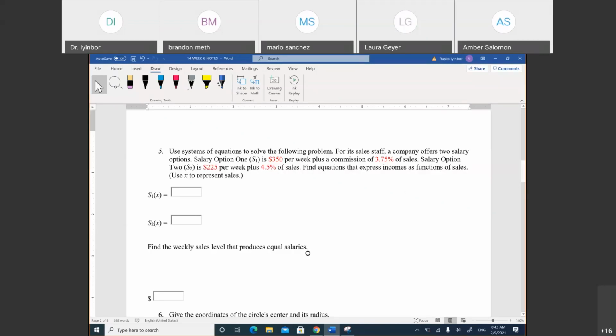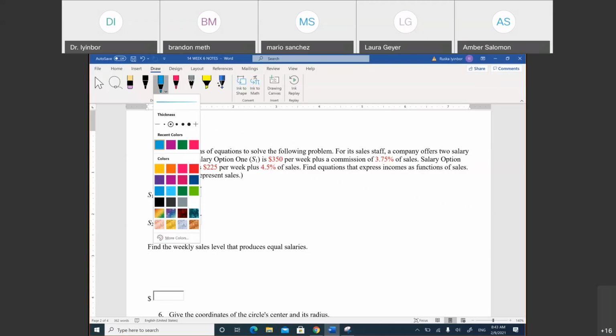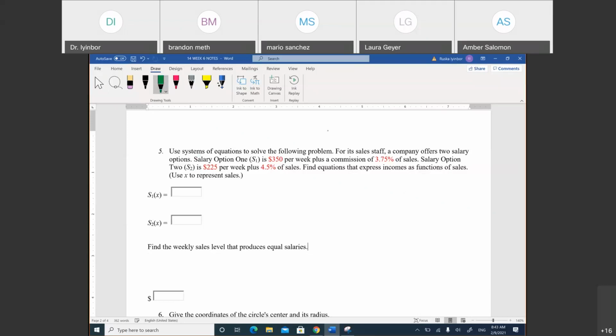So X represents the sales. So think about, there's no formula here. Just think about, if you're selling something, we don't know how much you sell. So let's say you're selling a house for X dollars, or a car, doesn't matter. So you're selling X. How are you going to calculate your commission? You're going to get the percent of it, right?